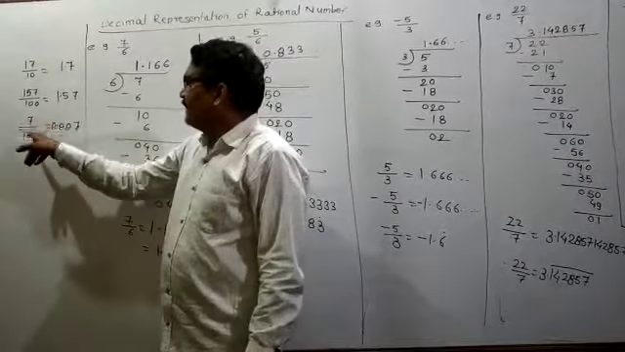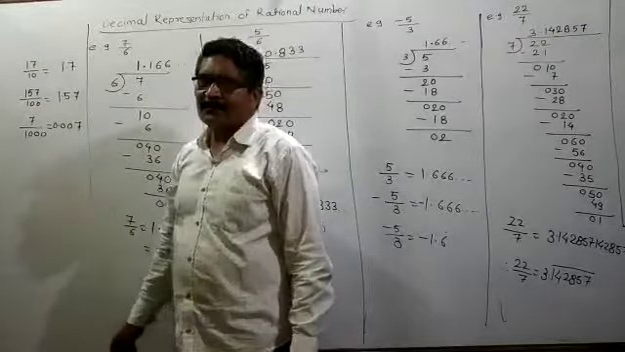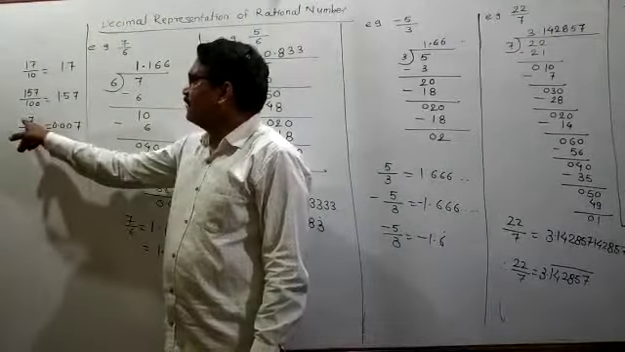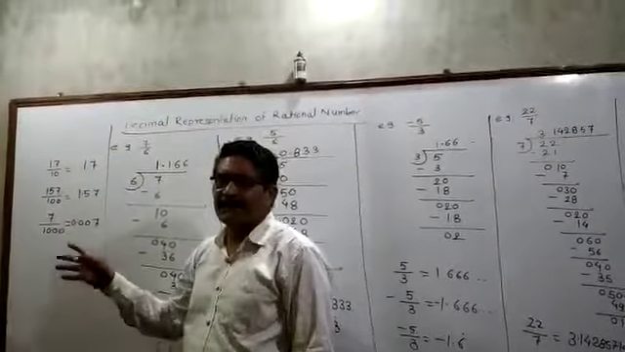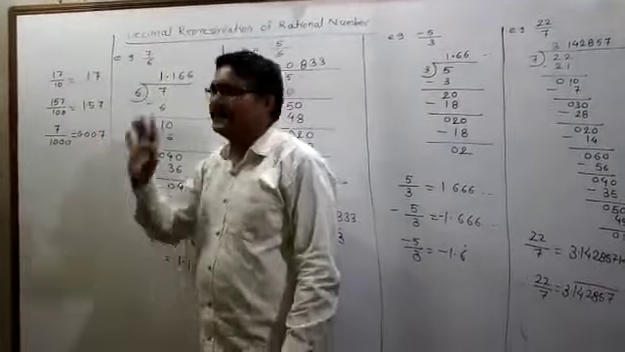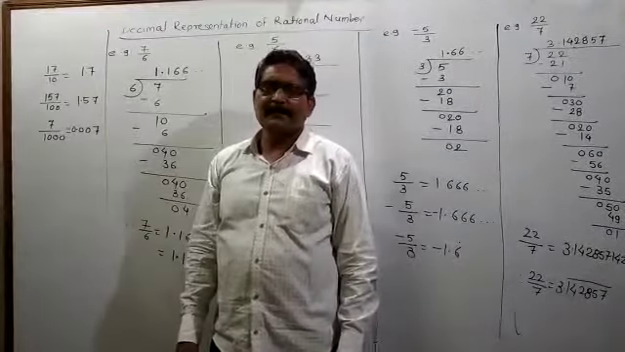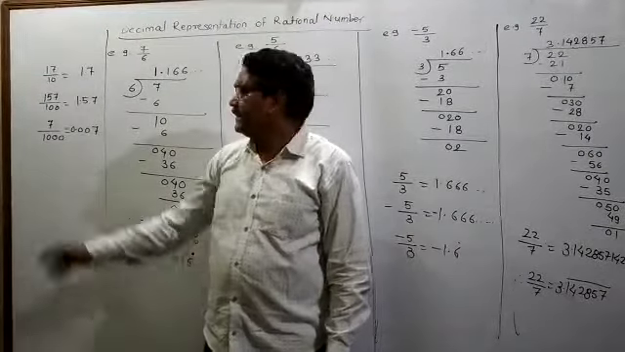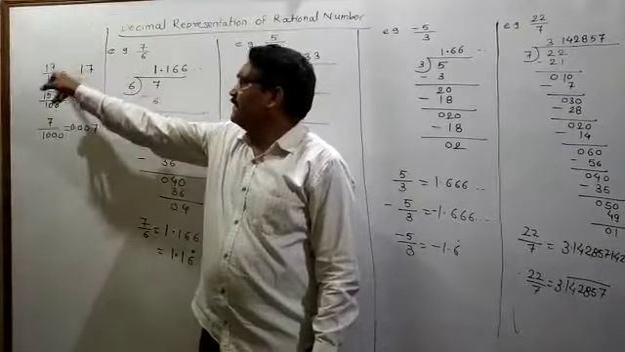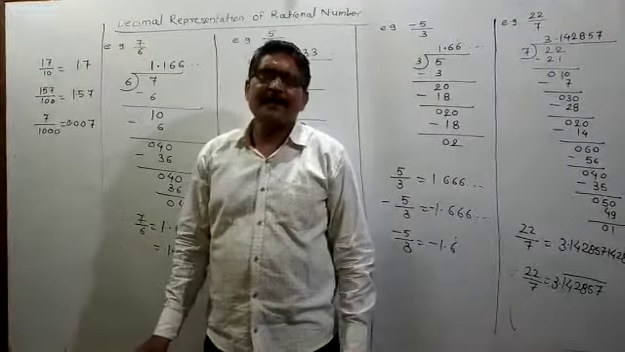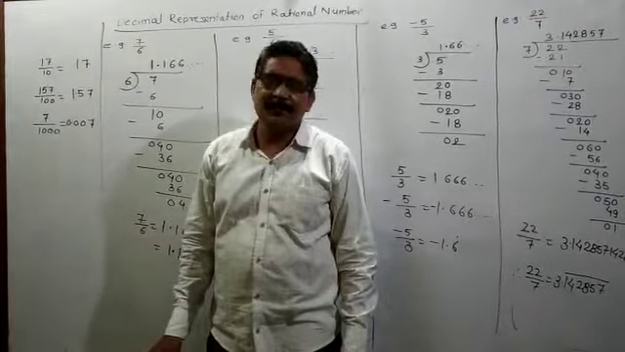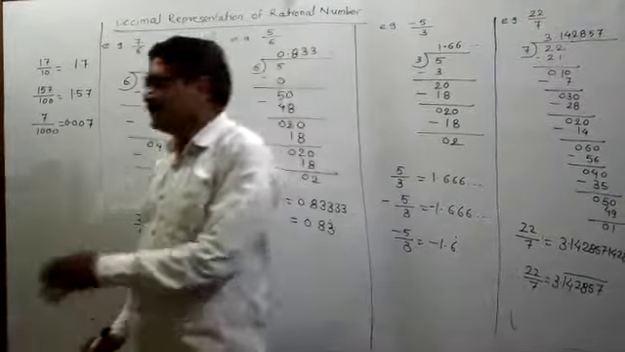If it is 7 upon 1000, there are three decimal places, but here only one digit is given, so you have to write 00 to complete the three decimal places, and then give the decimal point to complete the decimal form. Everybody understand? This is the way when the denominator is 10, 100, 1000, 10,000, you write the rational number in the decimal form by giving the decimal point.